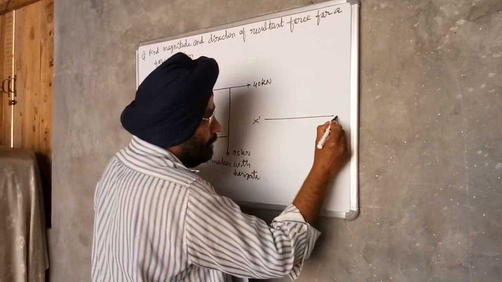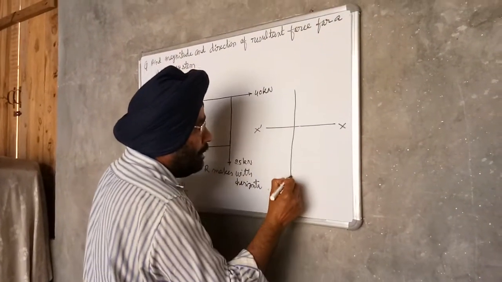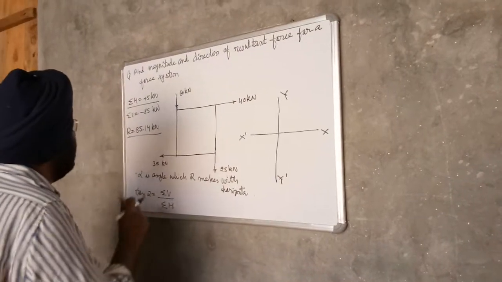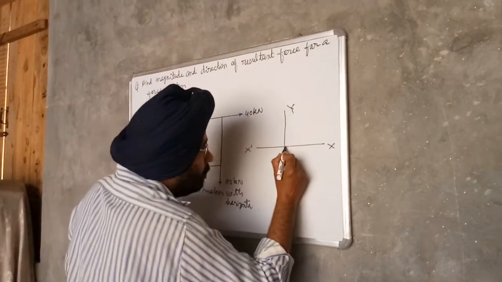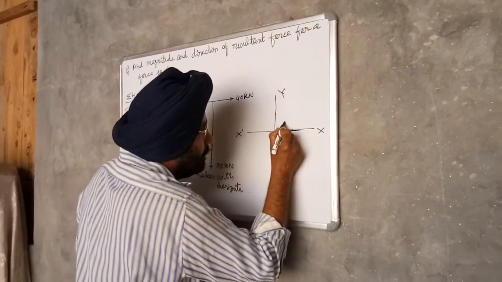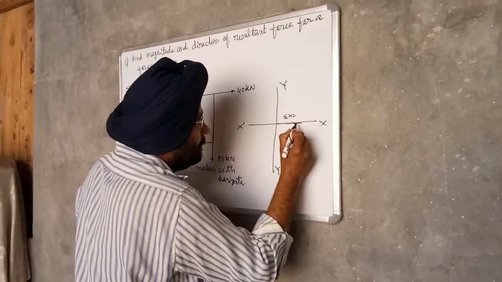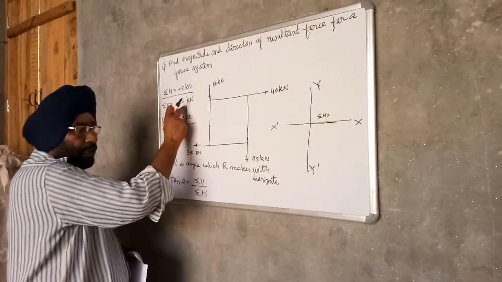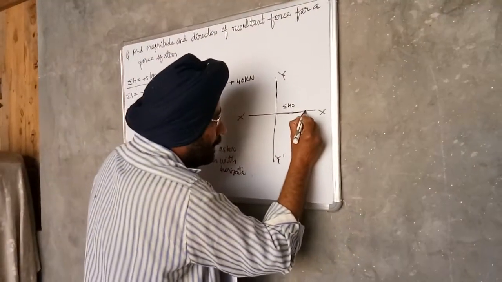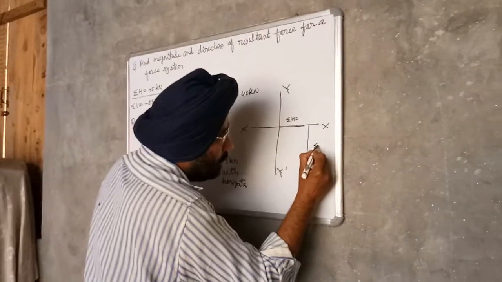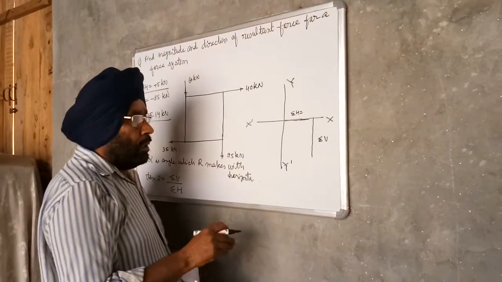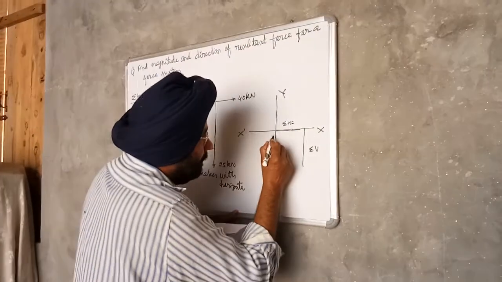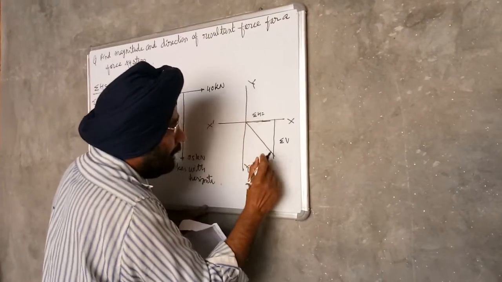So x dash, x and y dash. Sigma H is positive, plus 5 kilonewton. So this is sigma H, its value is plus 5 kilonewton. Then sigma V is minus 85. So it means it lies in the fourth quadrant. So this is sigma V, which is negative, along y dash. So then this is the resultant force.